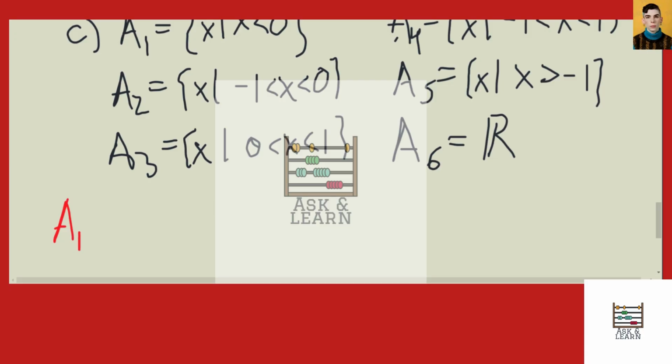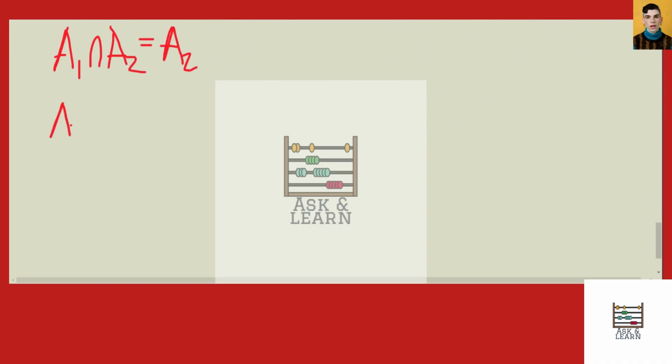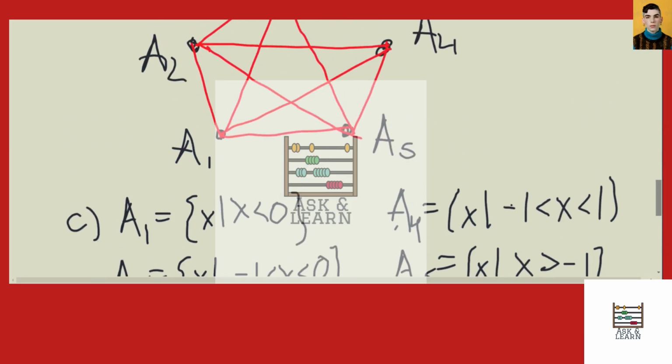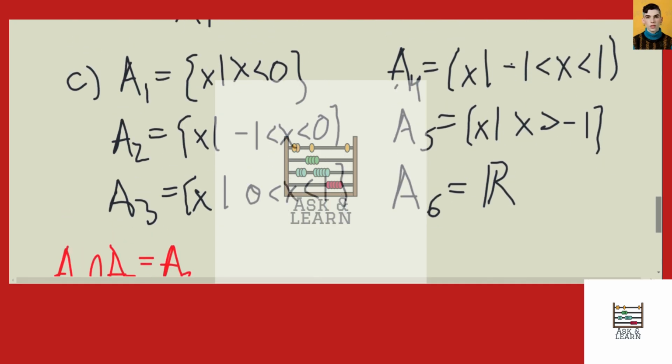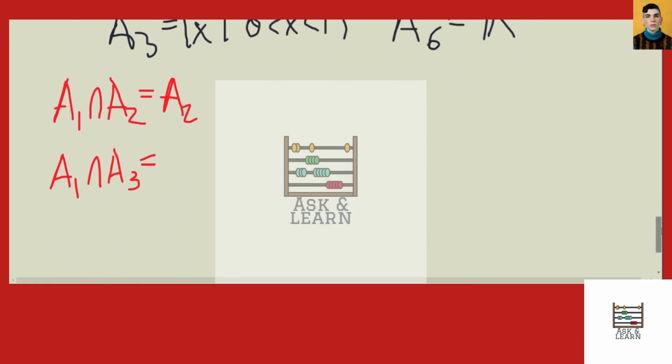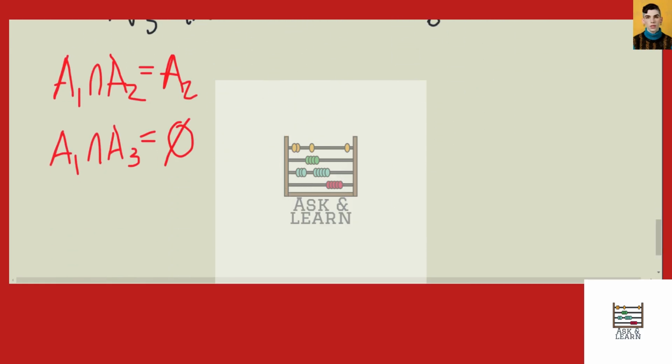So we have the intersection of A1 and A2 is going to be a set of all x such that x lies between negative 1 and 0. So this is just A2 again. The intersection of A1 and A3, we have that if x lies in this intersection, it must be less than 0 and also be greater than 0, which is impossible. And so it follows that this is the empty set.